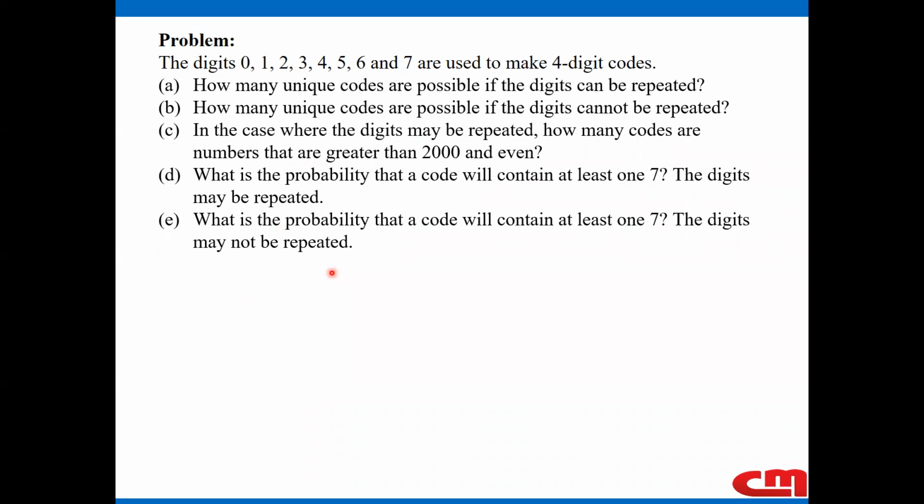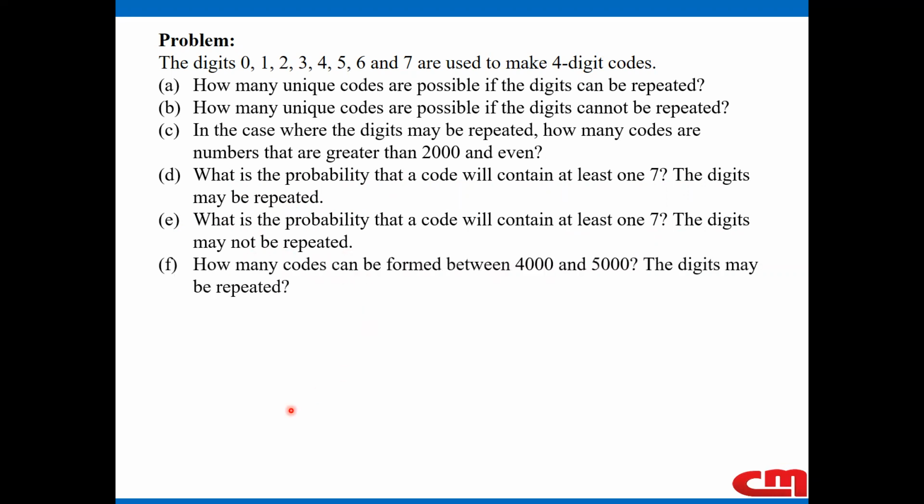E: what is the probability that a code will contain at least 1 7? The digits may not be repeated. So you find that in D and E, we are looking at the same situation, but in D digits may be repeated, and in E digits may not be repeated. F: how many codes can be formed between 4,000 and 5,000? The digits may be repeated.